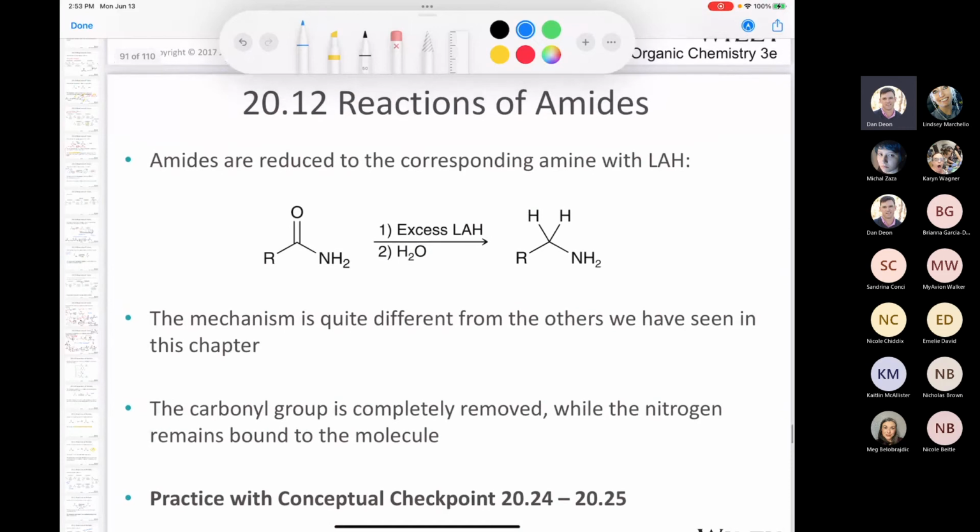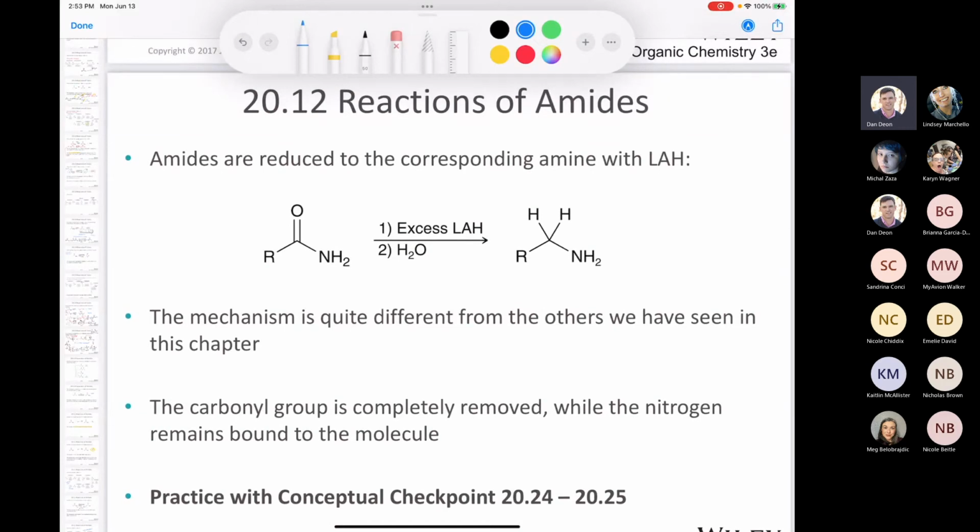Okay, one more reaction of amides, I think. Then we'll try a practice problem. Last reaction, and this one is the reduction of an amide to a primary amine. Very strange reaction, very different from all these other reactions that we've looked at today. It even tells you here the mechanism is quite different from the others. The first step is lithium aluminum hydride. There is no mechanism in our textbook, no mechanism at all proposed. And the second step is water.